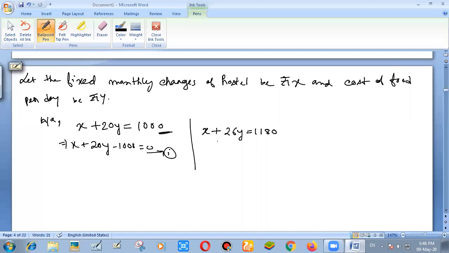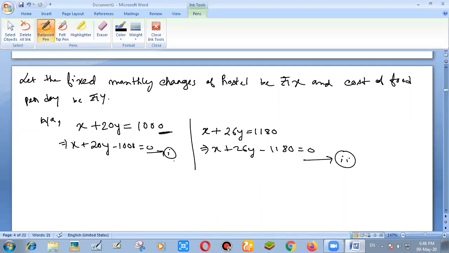Okay, good. So it will be X plus 26y equal to 1180. So it will be X plus 26y minus 1180 equal to 0. Now you have to solve for X and Y. It is not mentioned that you have to use the cross multiplication, elimination, or substitution method, so you can do it by any method.